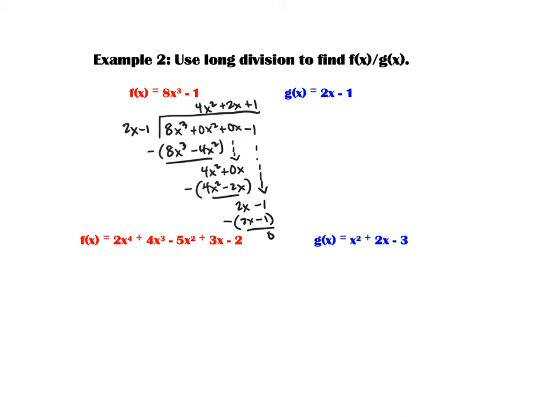So if I do long division, f of x divided by g of x is equal to 4x squared plus 2x plus 1, provided that x is not equal to 1/2. Because if I do f of x over g of x, I don't want g of x to equal 0, and g of x would equal 0 there. x cannot equal 1/2. Very good. So this would be our answer to f of x over g of x.